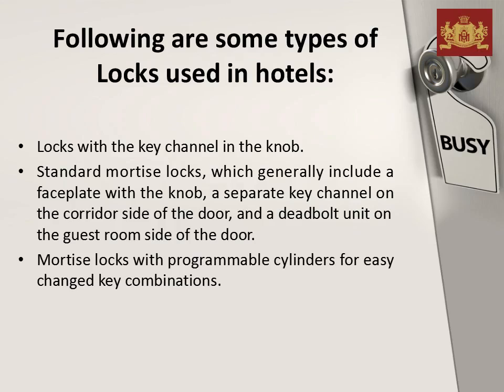Following are some types of locks used in hotels: locks with the key channel in the knob. Standard mortise locks, which generally include a faceplate with the knob, a separate key channel on the corridor side of the door, and a deadbolt unit on the guest room side of the door. Mortise locks with programmable cylinders for easily changed key combinations.